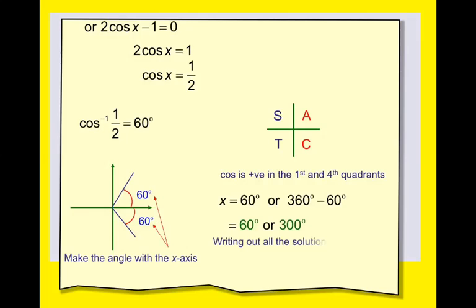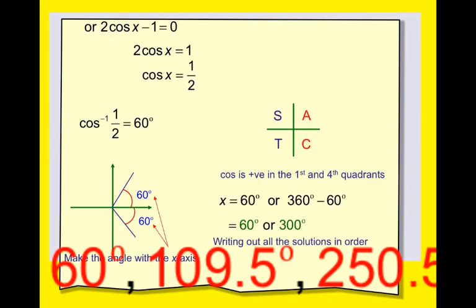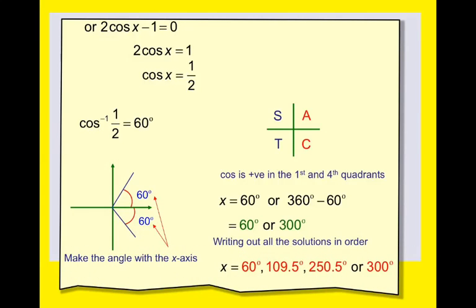Finally, we write out all the solutions in order. So we get 60, 109.5, 250.5 or 300.